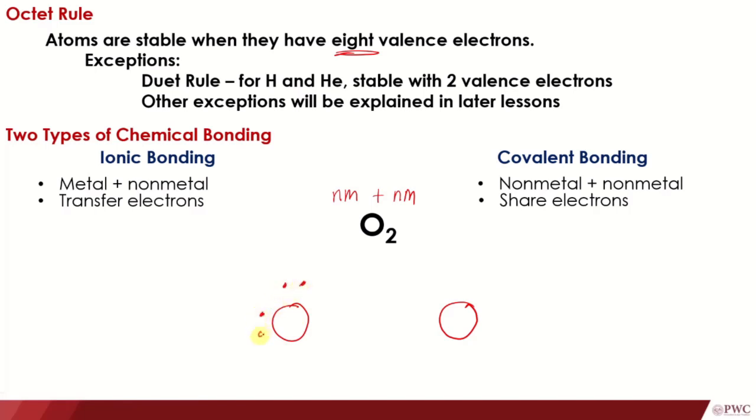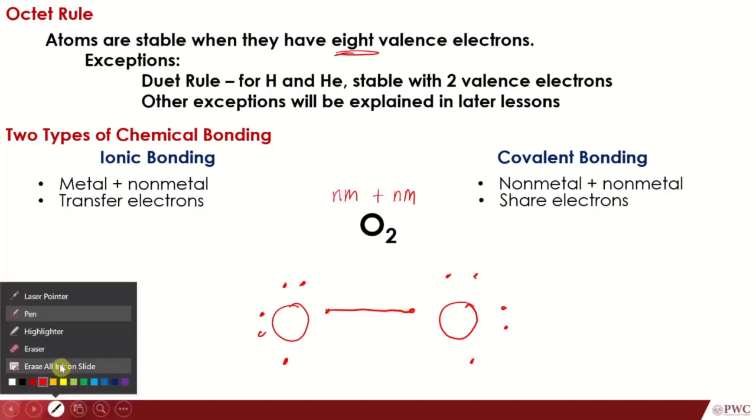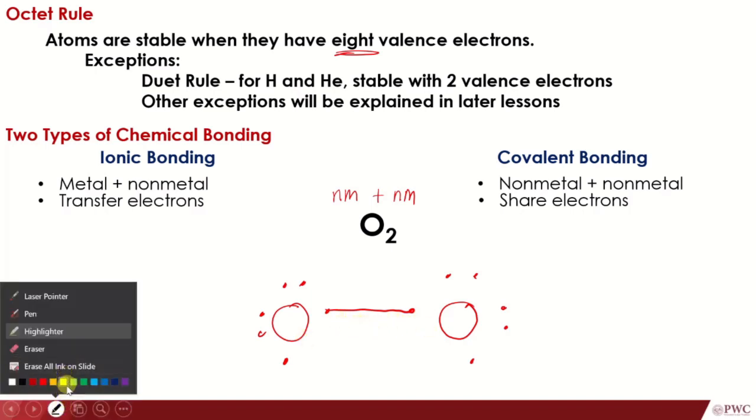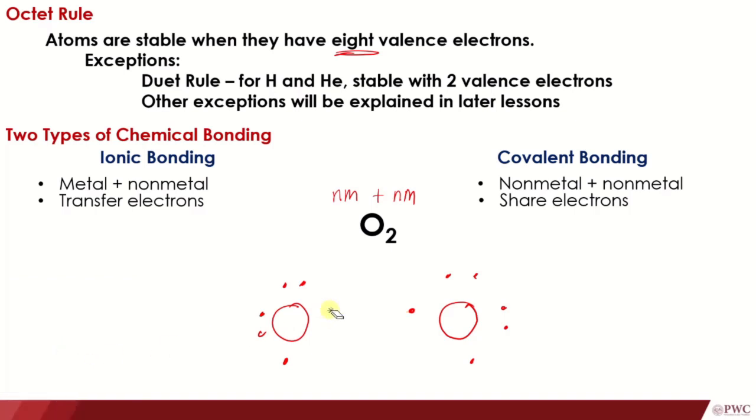1, 2, 3, 4, 5, 6. 1, 2, 3, 4, 5, and then 6. So let's say they share this pair of electrons. Let's try to count this one. 1, 2, 3, 4, 5, 6, 7. So it's lacking. The same thing, 1, 2, 3, 4, 5, 6, 7. So in this case, it is lacking when they share one pair of electrons. In this case, actually, atoms can share 2 pairs of electrons. So let's try to go back.